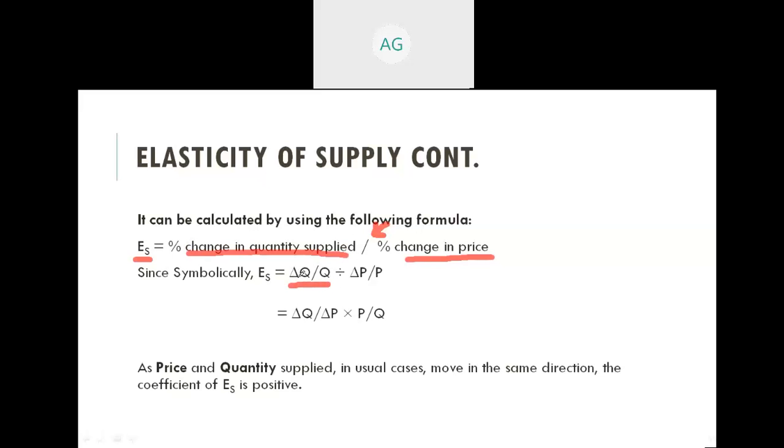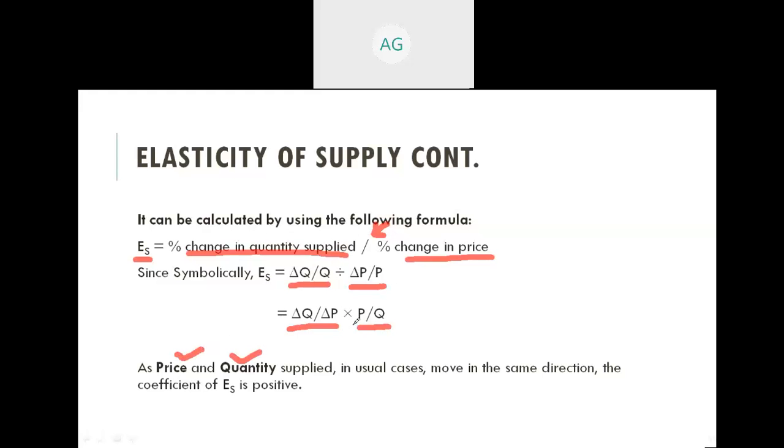Differentiation, like del Q divided by Q. So we can represent percentage change in quantity by using this del Q divided by Q, then the percentage change in price with del P divided by P. So we can also express this as del Q divided by del P, and then the real factors can be written as P by Q. So by this we can represent the elasticity of supply in a mathematical form.